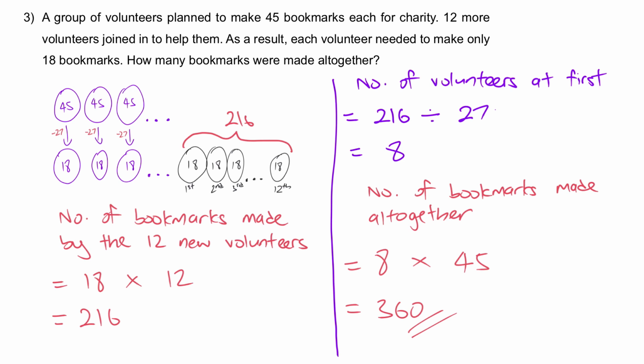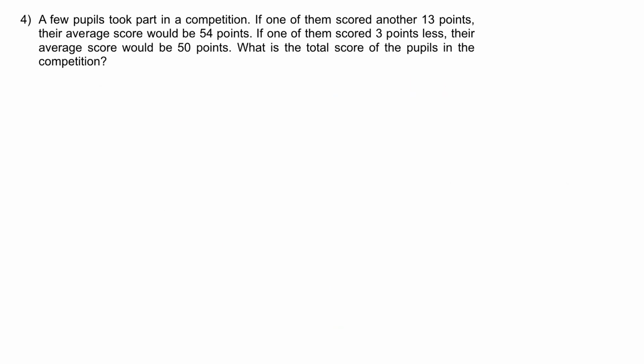Moving on to question 4. Okay, question 4. A few pupils took part in a competition. If one of them scored another 13 points, their average score would be 54 points. However, in another scenario, if one of them scored 3 points less, their average score would be 50 points. What is the total scores of the pupils in the competition?